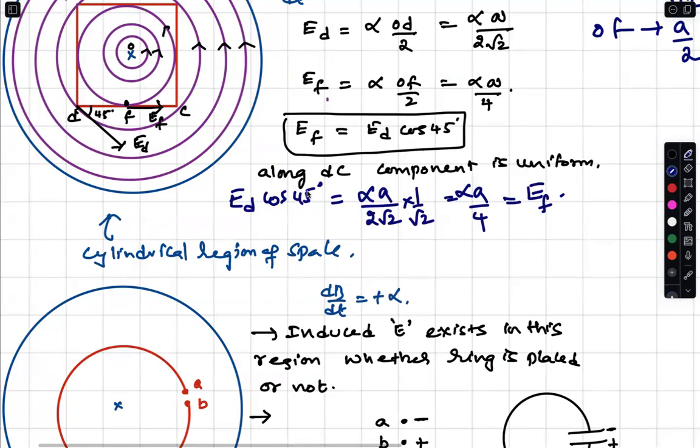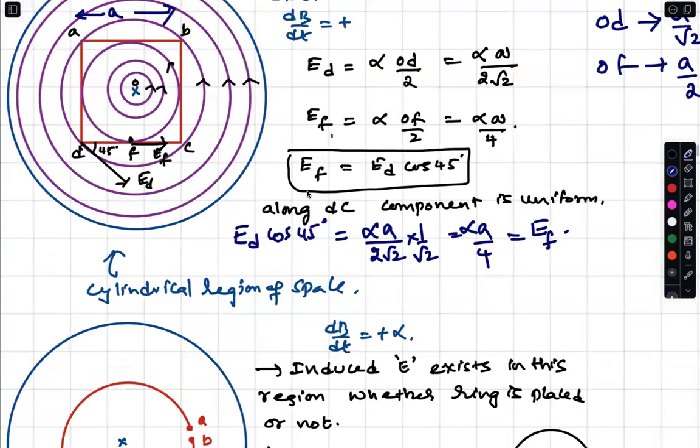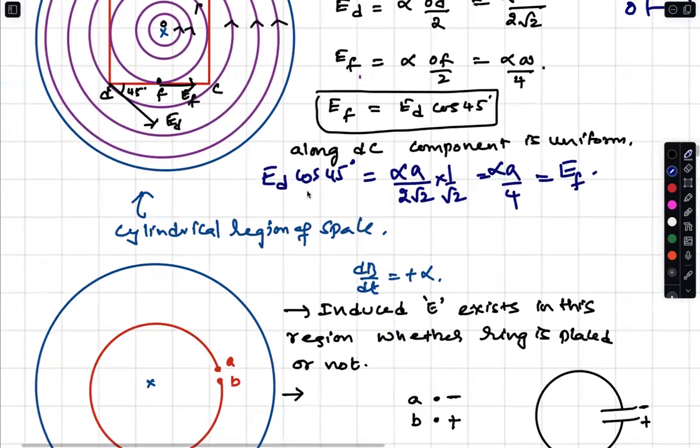Remember, this is true so long as the line DC is inside. And remember, they are symmetric. The center of the square coincides with the center of the cylinder. And this is true only when this condition is allowed. Suppose this is off the center, then conditions may vary. Next.